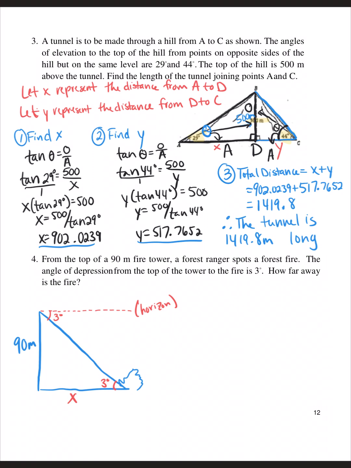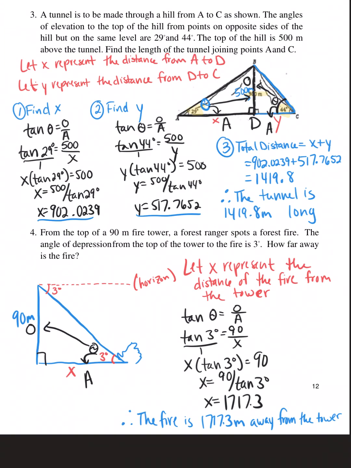So I'd like you to pause the video, take a moment, write that let statement to tell me what x is going to represent, set up your trig ratio, and solve, and finish off the question with a therefore statement. Okay, pause that video and give that a try now. Okay, so there's your solution. Hopefully you recognized that you would use your tangent ratio, and you could find that the fire would be 1,717.3 meters away from the tower. That is all for your note for today.